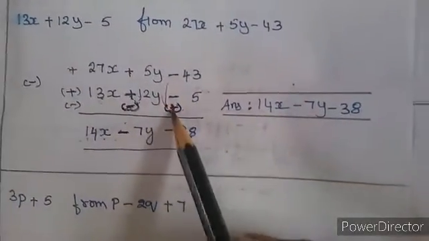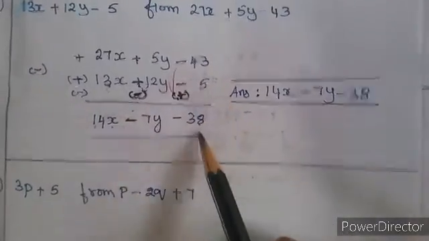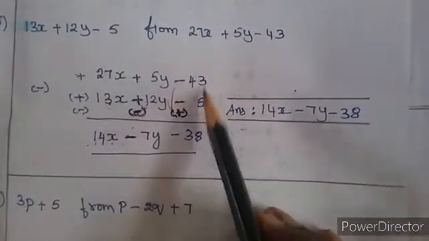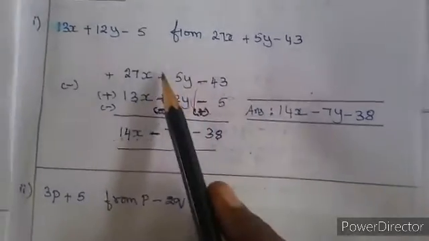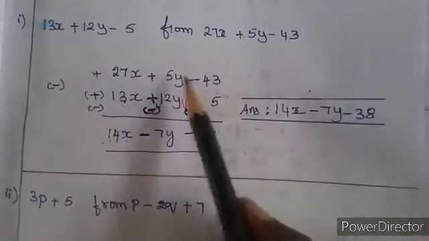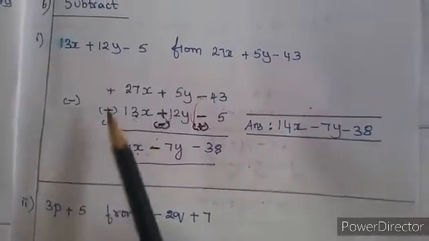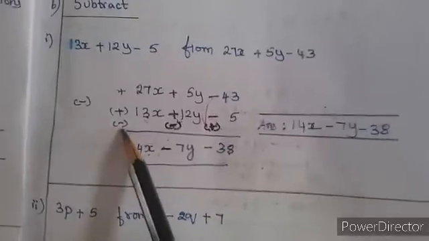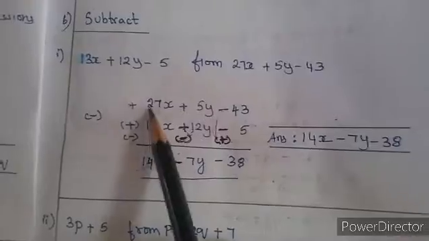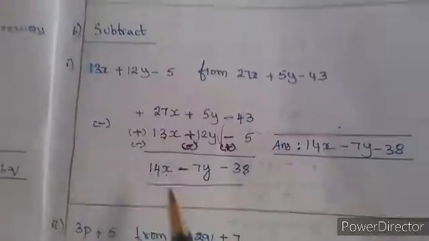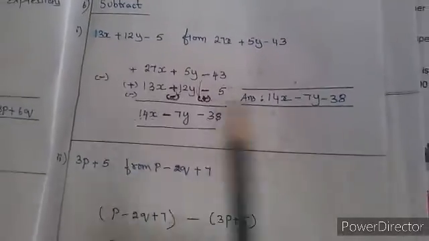Please change the sign for this. And now minus into plus, we have to subtract these two numbers. 43 minus 5, it is 38. And check which number is greater. It is 43, and the sign for that is minus. Same like that, plus into minus, we have to subtract these two numbers. So 12 minus 5, it is 7y. And next one, plus into minus, 27 minus 13, this is 14x. The greater number is 27, and the sign for that is plus. So your answer is 14x minus 7y minus 38.